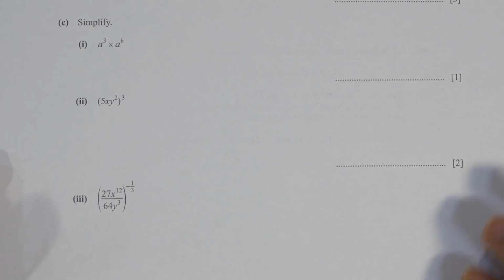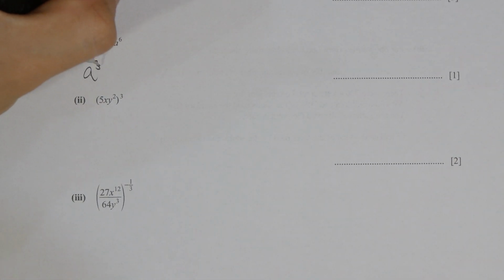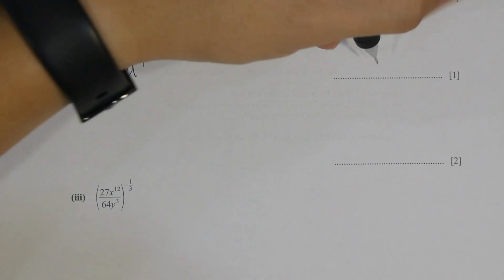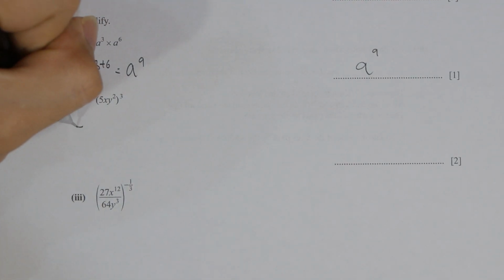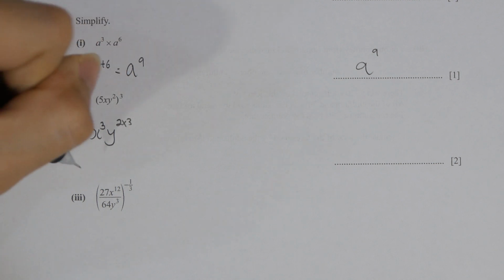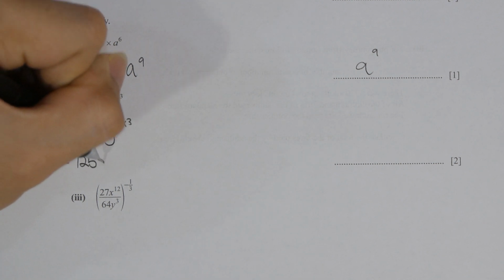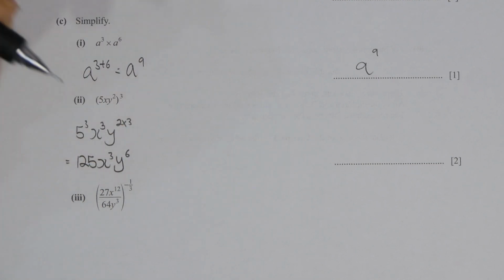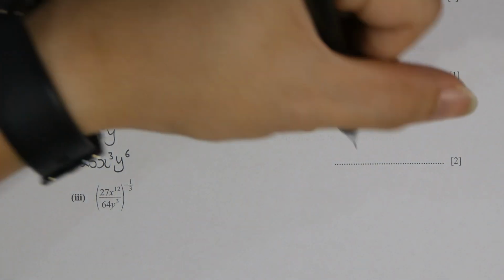For section C, okay, since their base is the same, just add their powers up, then you get a to the power of 9. For the second part, remember to multiply the power of 3 into 5 as well. So your result, 125 x to the power of 3, y to the power of 6.